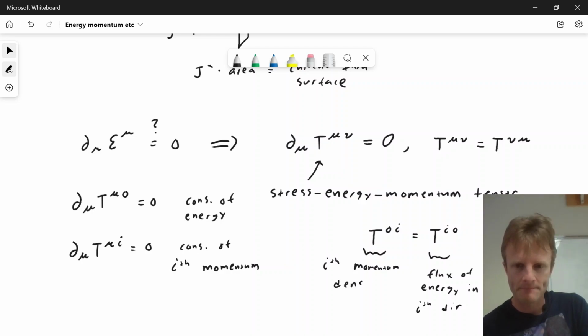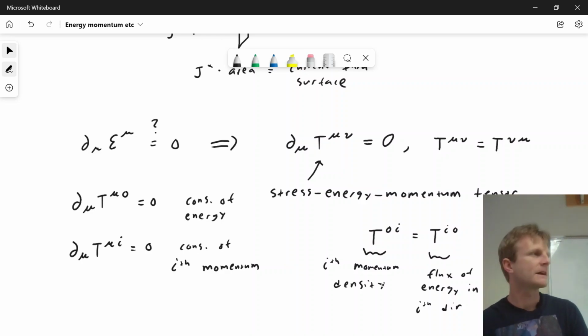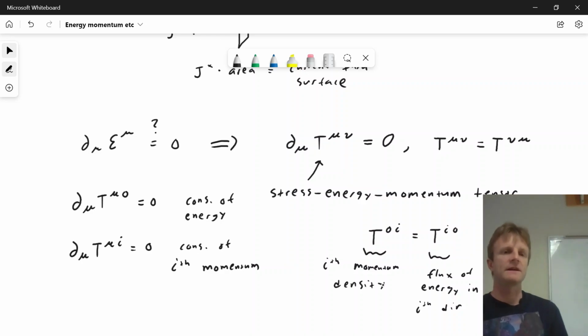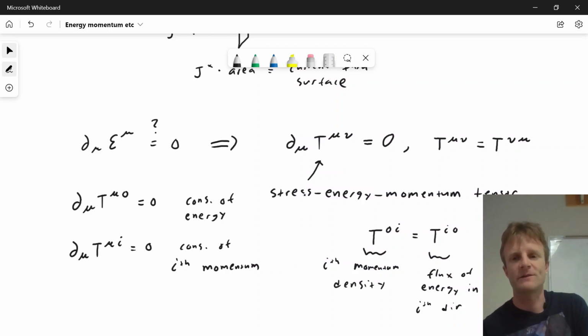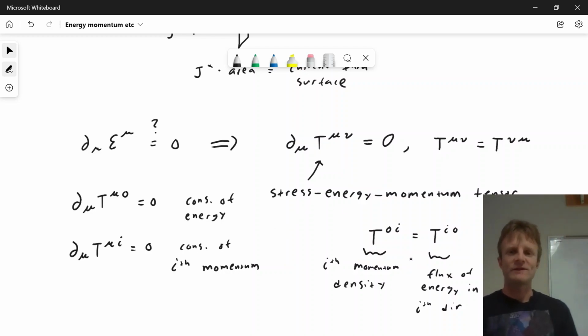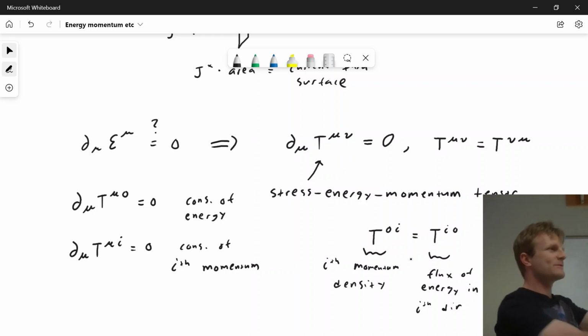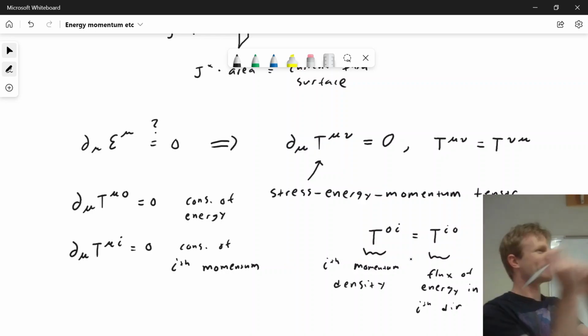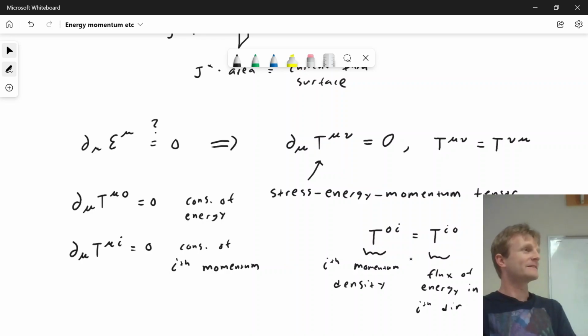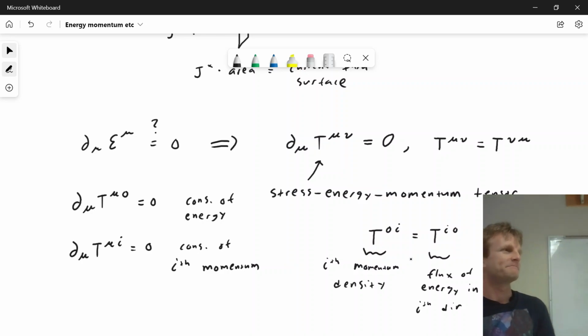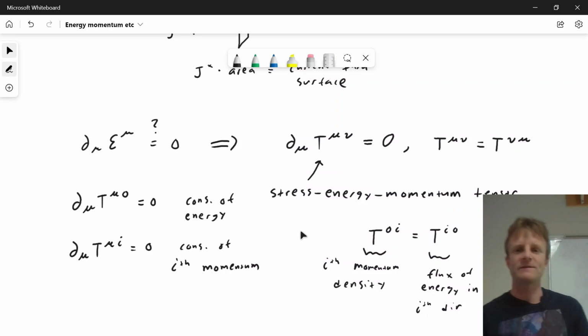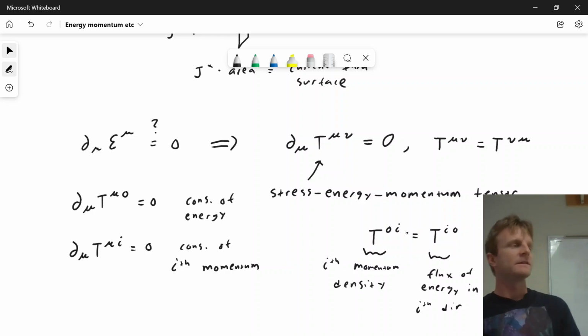Momentum density, just by the definitions I've written down. And so this is very natural. This is how we think about momentum in elementary physics, right? If there's some energy moving in some direction, some flux in the x direction, we'd say there is momentum in the x direction. And so this symmetry is very natural.